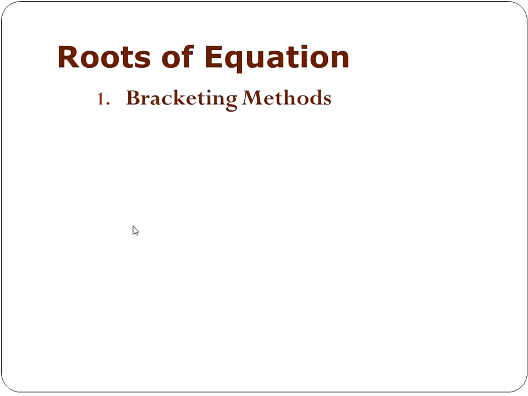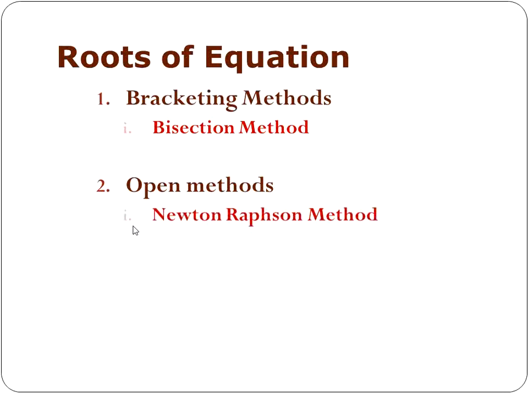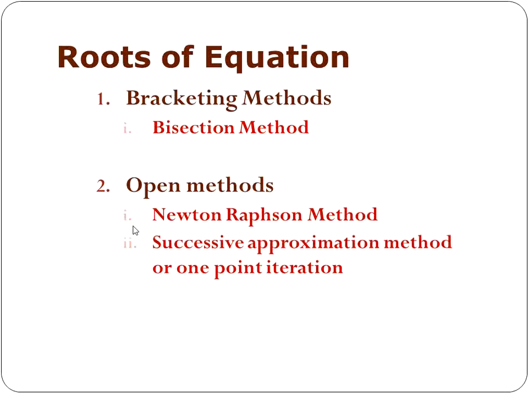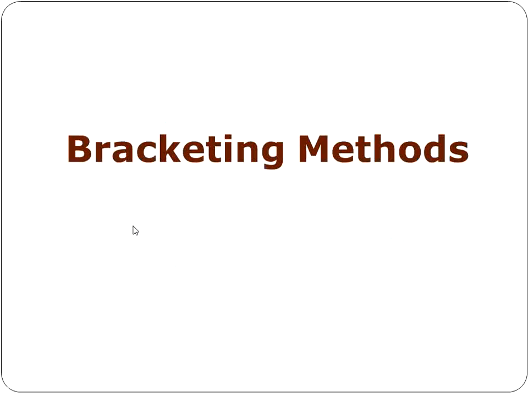What are the ways to find the root of the equation? One is the bracketing method and the other is open methods. Under bracketing methods, we will discuss the bisection method in brief. In open methods there is the Newton-Raphson method and the successive approximation method, which is also called the one-point iteration method. Now we will discuss bracketing methods, and why they are called bracketing methods.